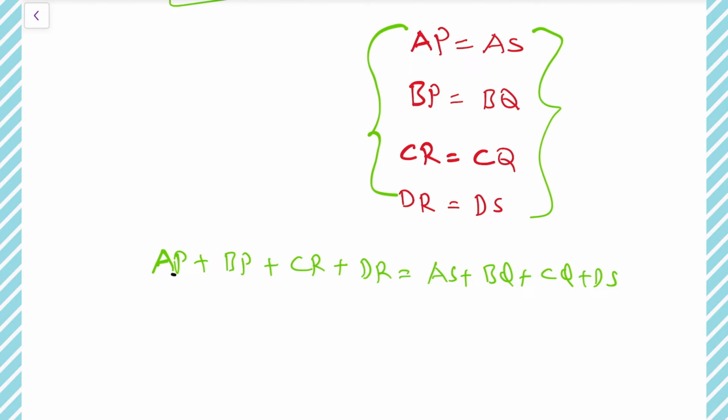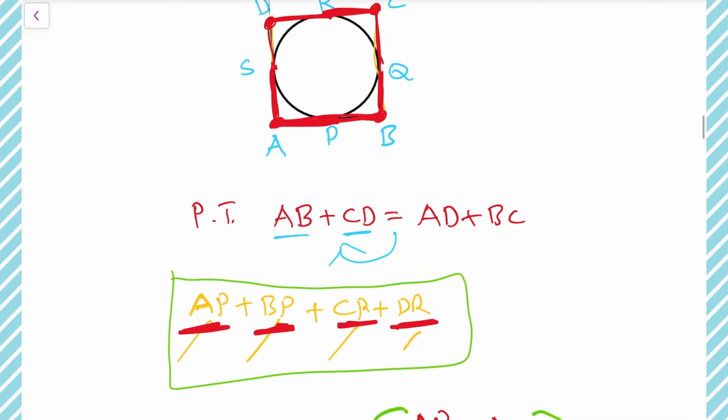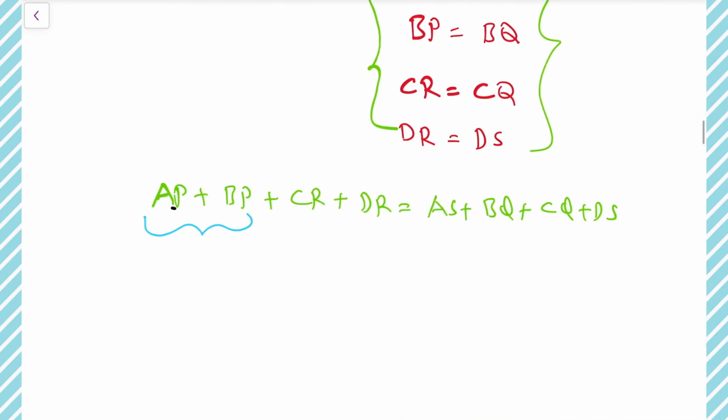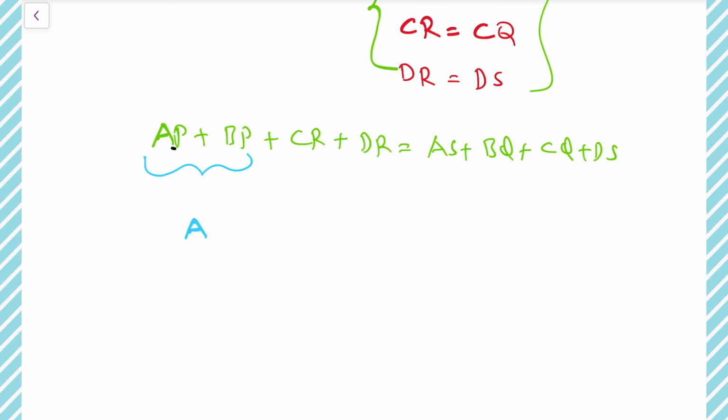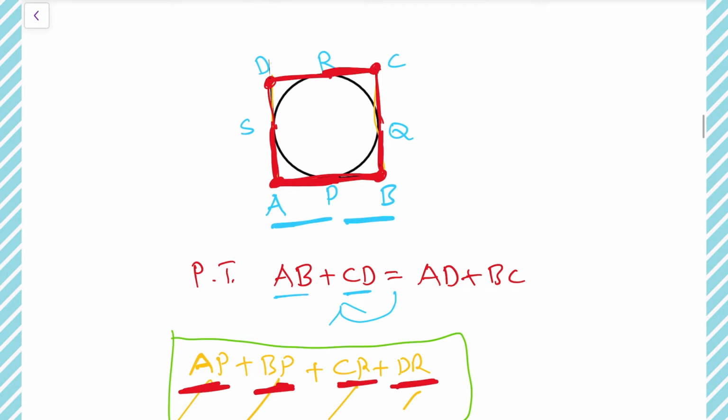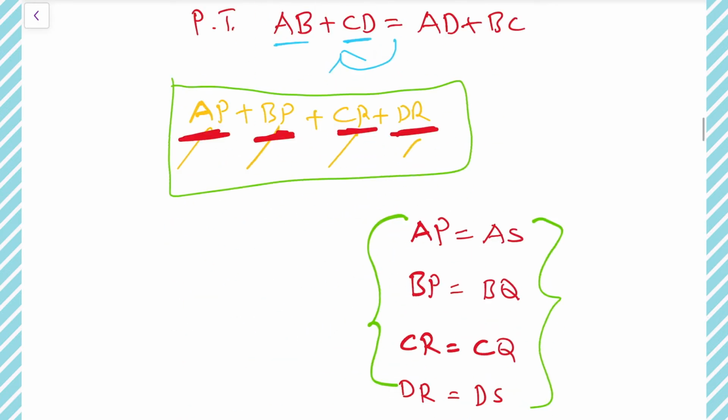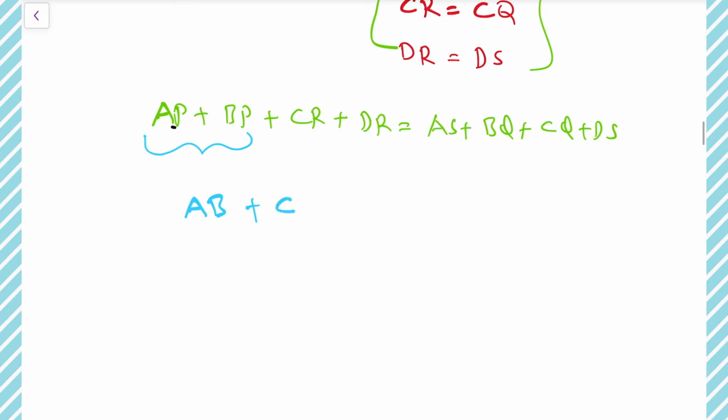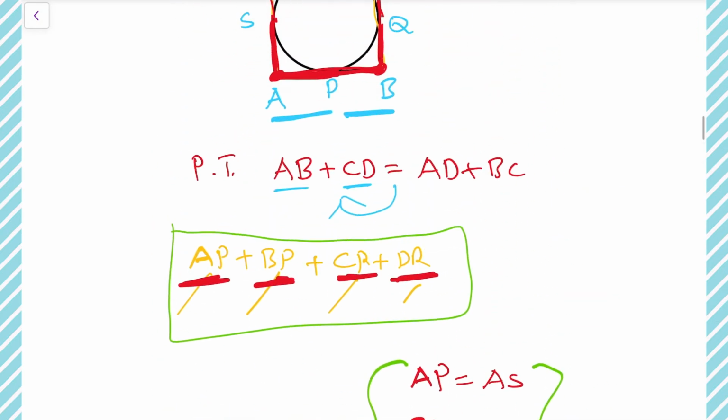Now if we observe these two, AP plus BP, this is AP and this is BP. AP plus BP is nothing but AB, plus CR plus DR. From here to here it is CR and from here to here it is DR. CR plus DR is nothing but CD. So AB plus CD equals to, next doing addition of the right side parts.